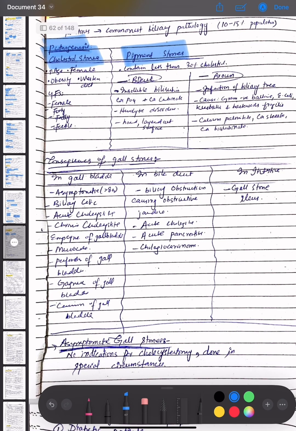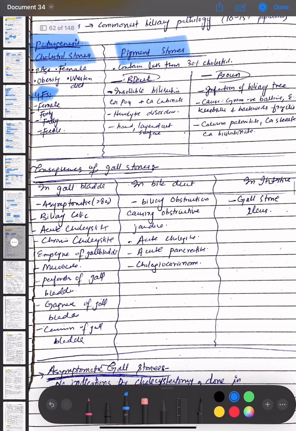Cholesterol stones are common with increased age, in females, in obesity, and with the western diet. It should be remembered with 4 F's: female, above 40, fatty, and fertile. Now the pigment stones contain less than 30% cholesterol. These are black and brown pigmented stones.